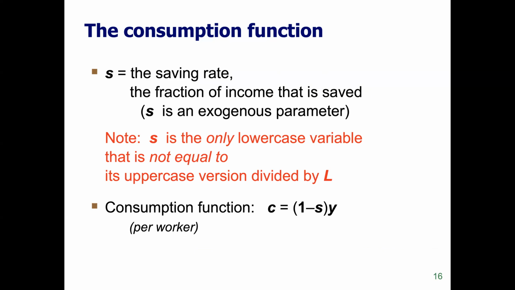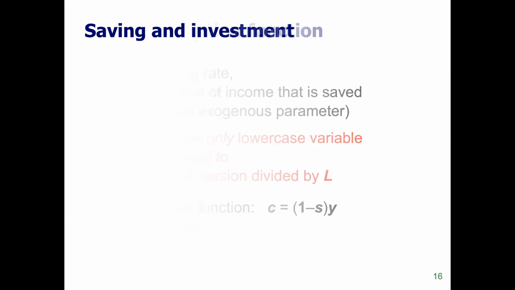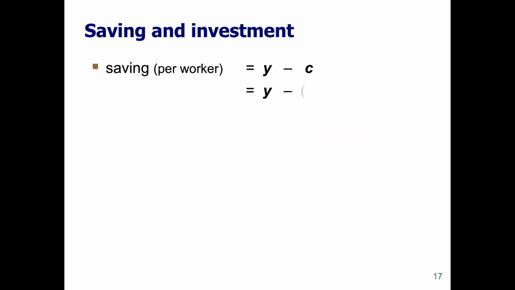And the consumption function is just, if s is the saving rate, 1 minus s is the consuming rate, whatever you're not saving. So you just take the 1 minus s, how much you don't save, times output per person. Sorry, I said per person, but 1 minus s times output per worker is equal to consumption per worker. And the total saving is equal to the saving rate times output per worker. That's the saving per worker.